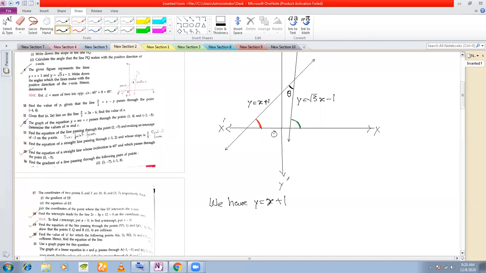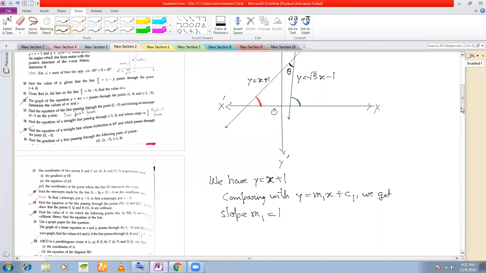Okay. So comparing with y is equal to m1x plus c. Why m1x? Because I'm considering two different slopes, m1 and m2. m1x plus c1. We get slope. What is slope m1 here? Slope m1 here is 1 because the coefficient of x here is 1.